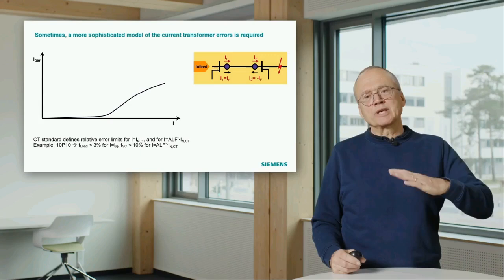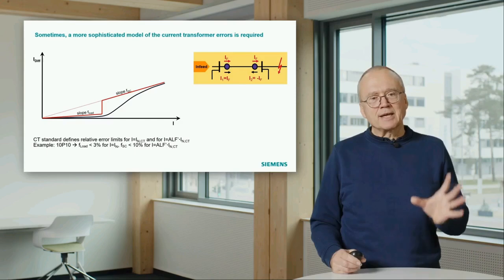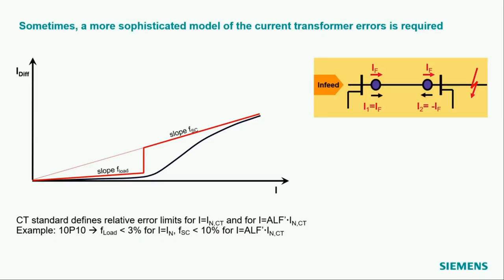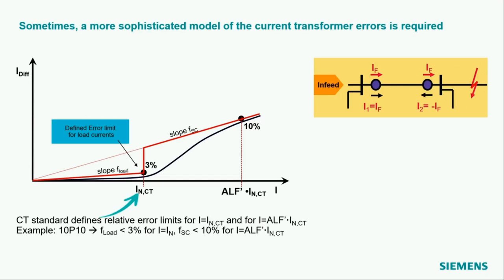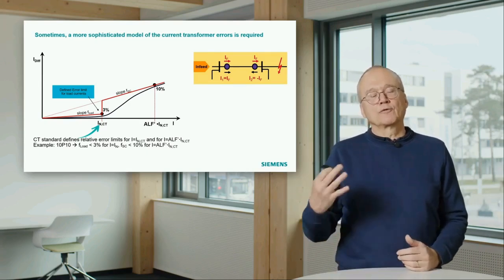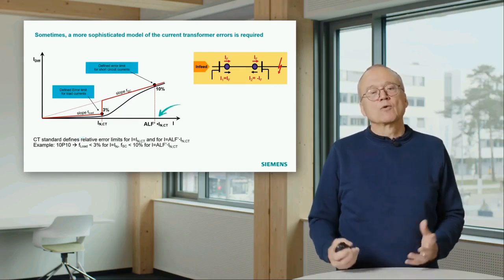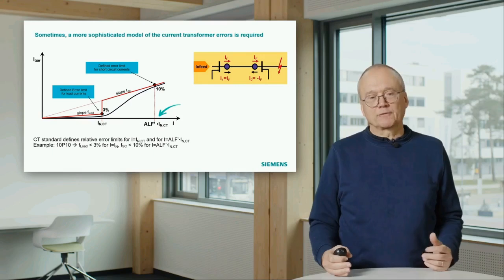And for that reason, we often use a stepped characteristic. That means we say in the range of load currents, in the low area between zero and nominal current, we can assume a relative error in the current transformer of maybe 3%. And if the currents are higher, then we assume a relative error of, depending on the type of the current transformer, an error value of 10%.